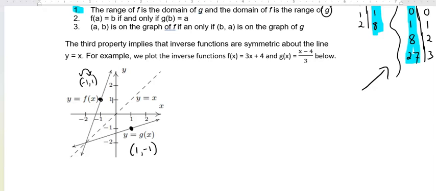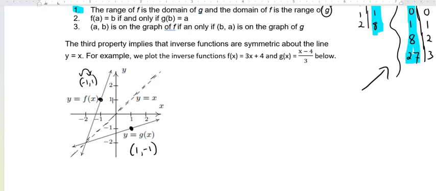Okay, so you're literally flipping x and y, so this becomes a reflection around the line y equals x. Any function I graph, if I can reflect it around the line y equals x, I'll get the graph of the inverse. So how would I reflect it?